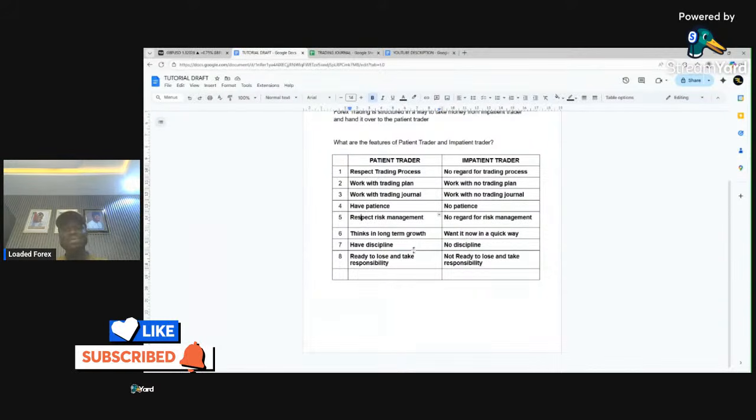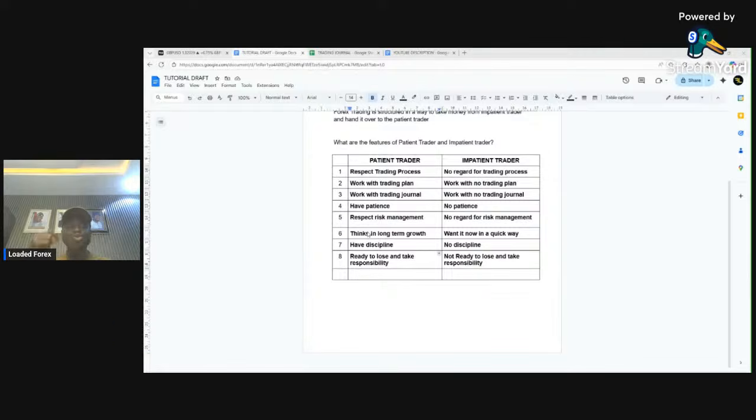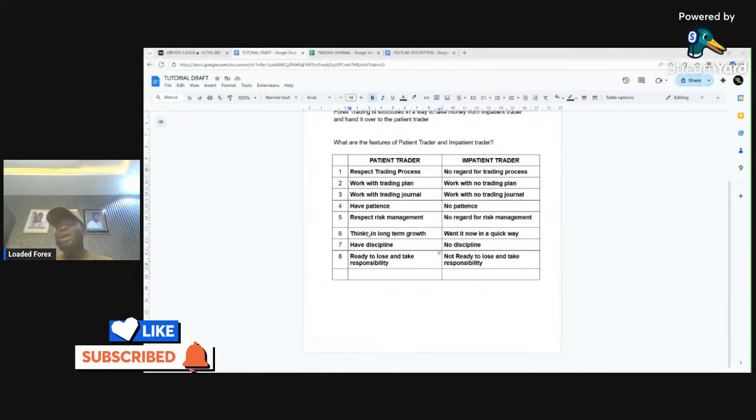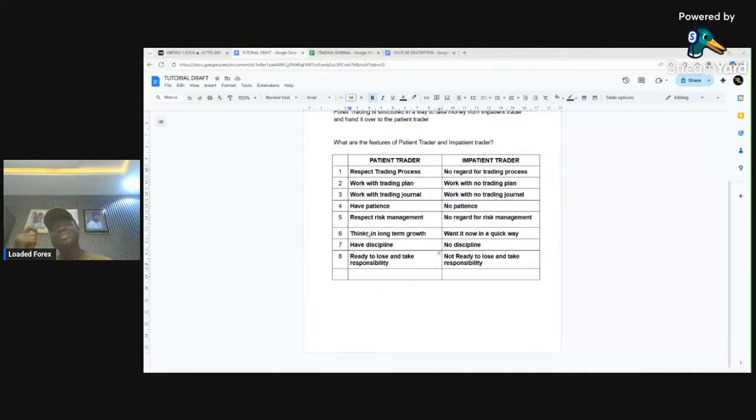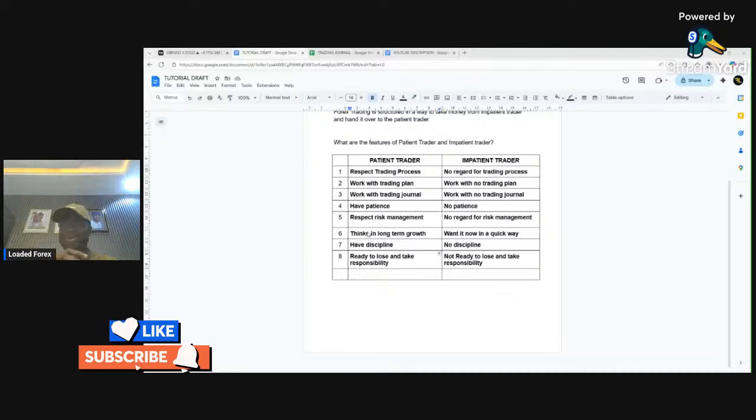So number 7, a patient trader has what we call discipline, but an impatient trader has no discipline. Then the last one, which is the most important, a profitable trader and also a patient trader is ready to lose. He or she is ready to lose the money that will not affect his or her sleep at night. But you see, a lot of beginner traders and unprofitable traders are not ready to lose.